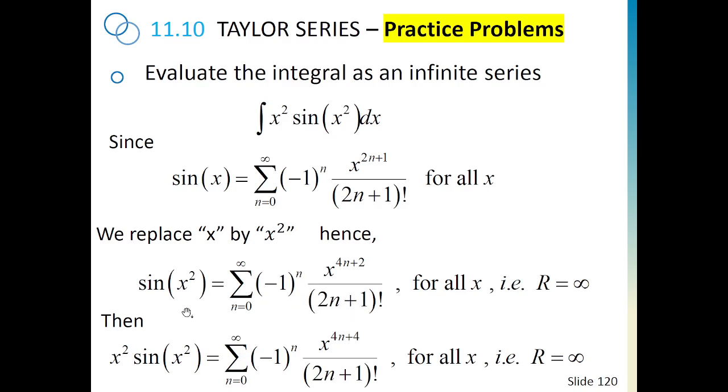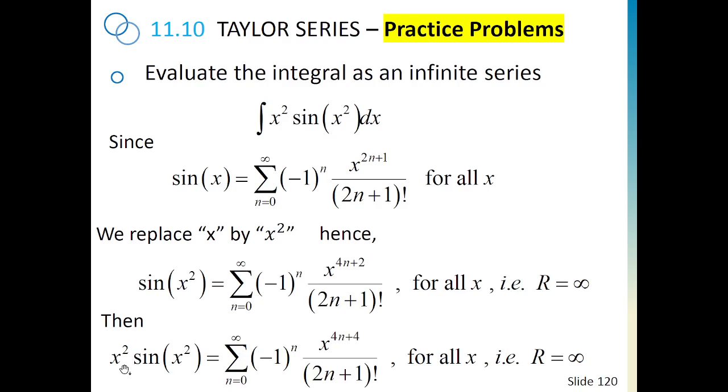We multiply everything by x squared again. So the powers for x change. You see here we had 4n plus 2. Now if we multiply the entire series by x squared, it's going to be 4n plus 4. So 4n plus 2 plus 2. That's why we have plus 4. So we have the series immediately for the complicated expression, and now we need to integrate.